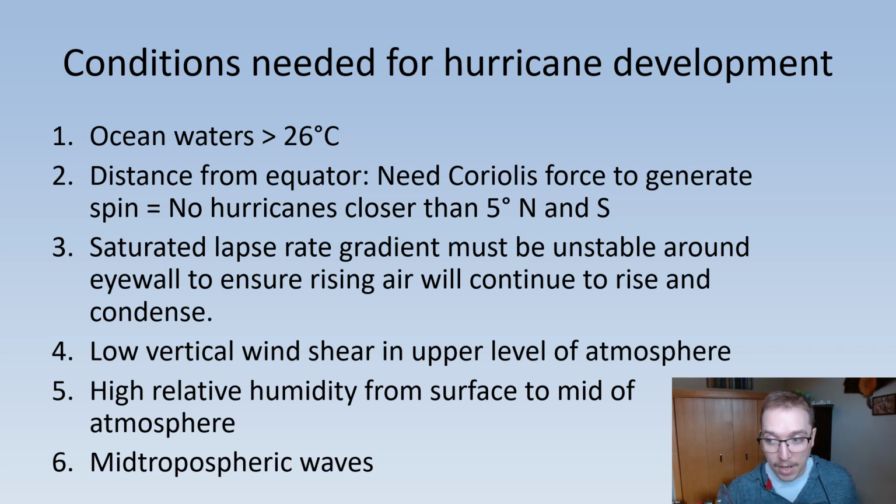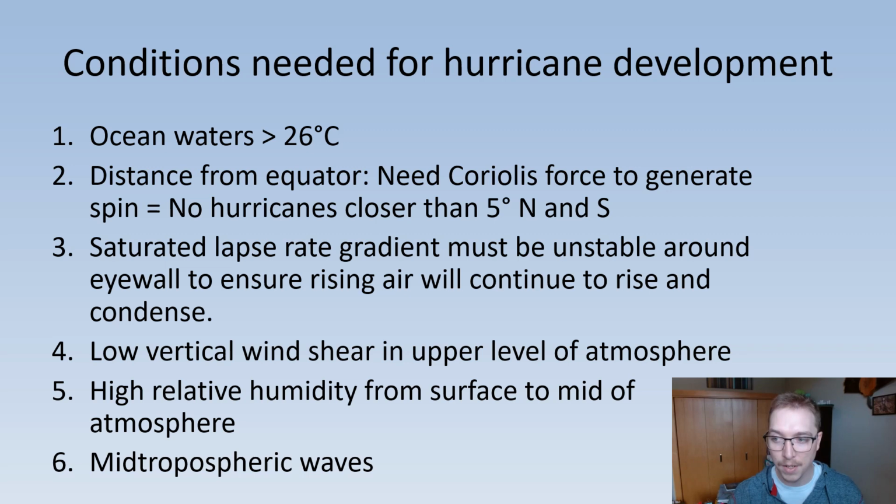The fifth ingredient is high relative humidity values from the surface to the mid-levels of the atmosphere. Dry air in the mid-levels of the atmosphere impedes hurricane development in two ways. First, the dry air causes evaporation of liquid water. Since evaporation is a cooling process, it reduces the warm core structure of the hurricane and limits vertical development of convection.